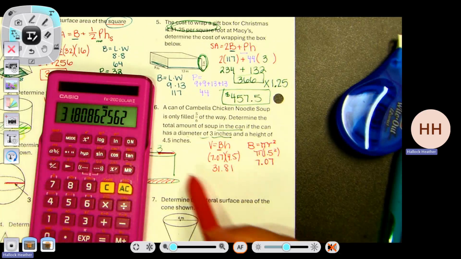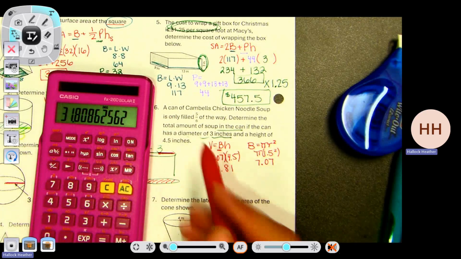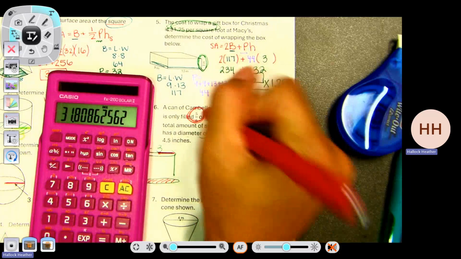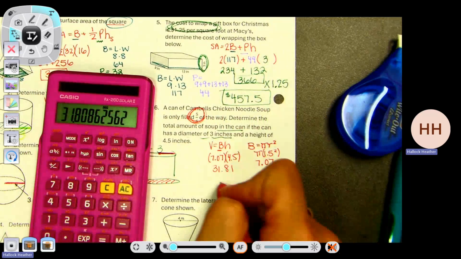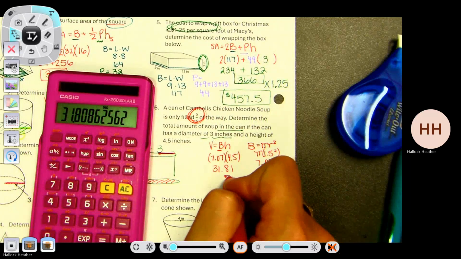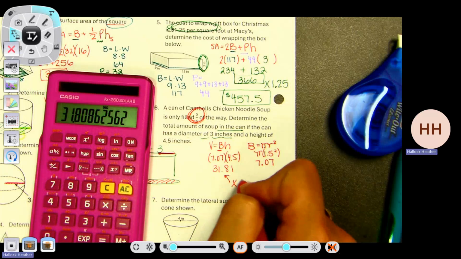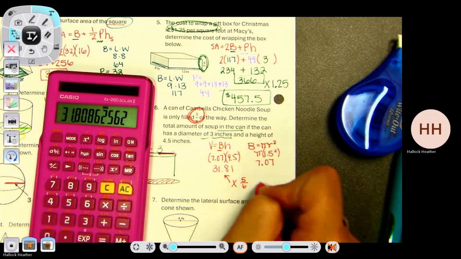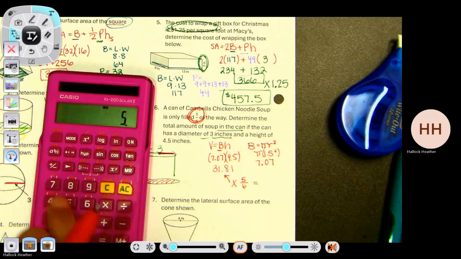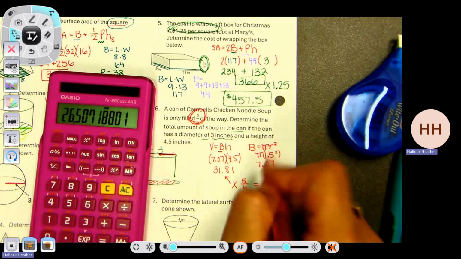Okay. Now this is the thing. This is if the can was all the way full. It's not all the way full. It's 5/6 of the way. So I'm going to multiply my total by 5/6. So I'm going to times it by 5/6 to get the final answer, which is 26.51-ish.